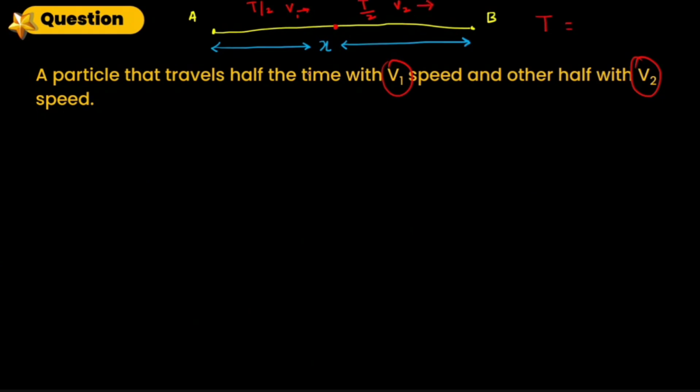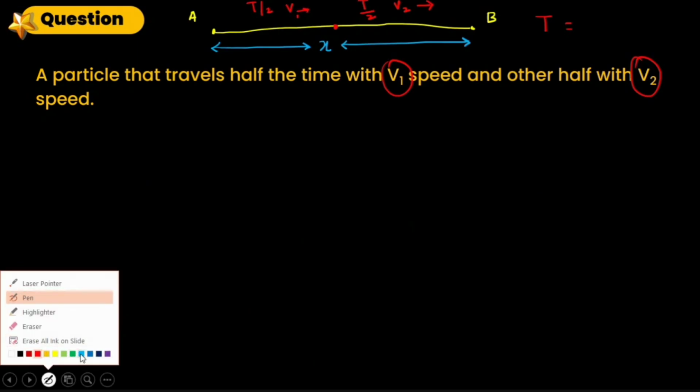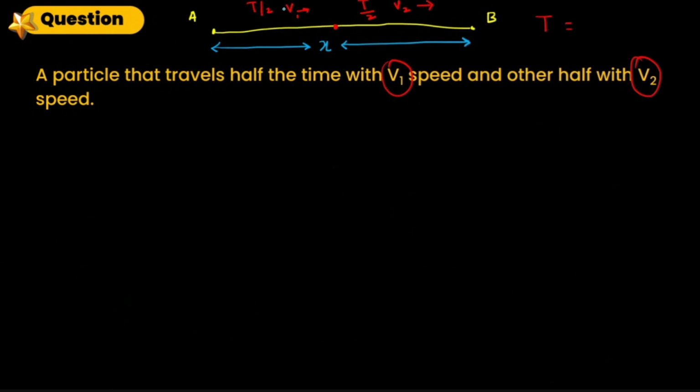The distance is something x, but time is different, t/2 plus t/2. So this t/2 would be different, travels half the time. This is going to be the t/2, this is going to be the v1. Now, when the particle was traveling the first half, we can assume the distance traveled was x1. But in the second half, the distance is x2. And from here, we can say x is going to be x1 plus x2.